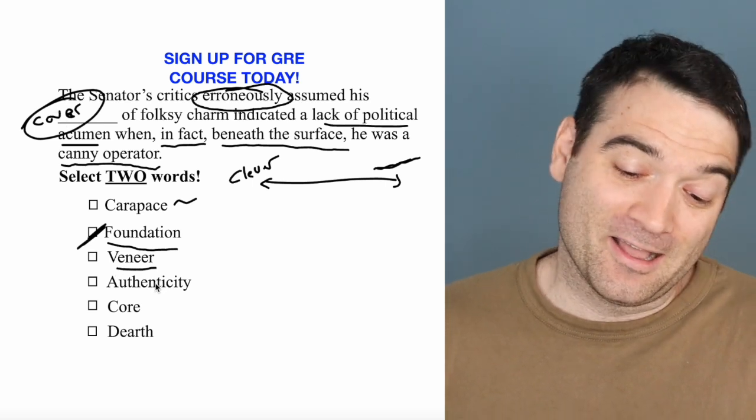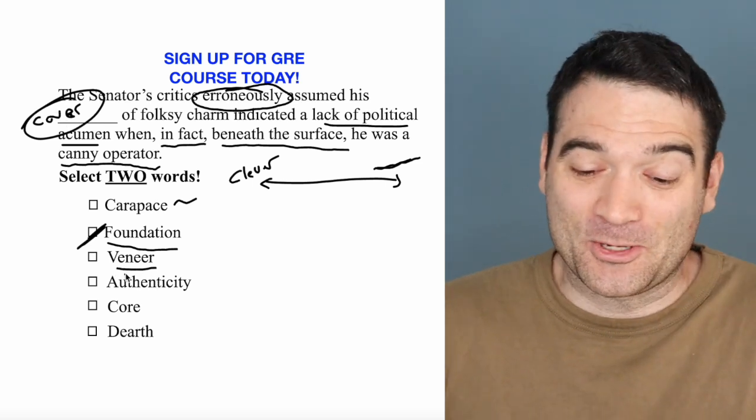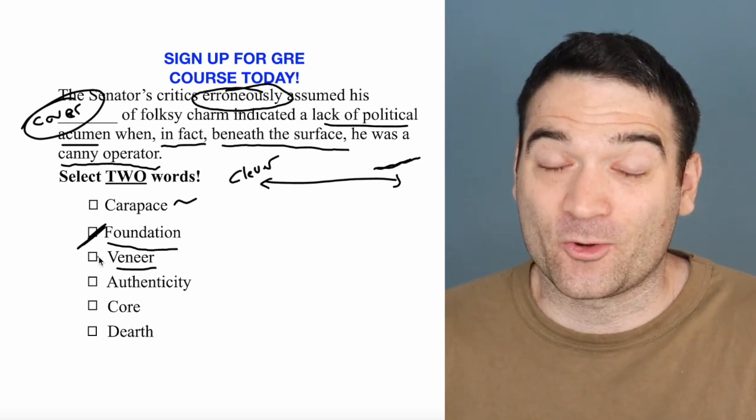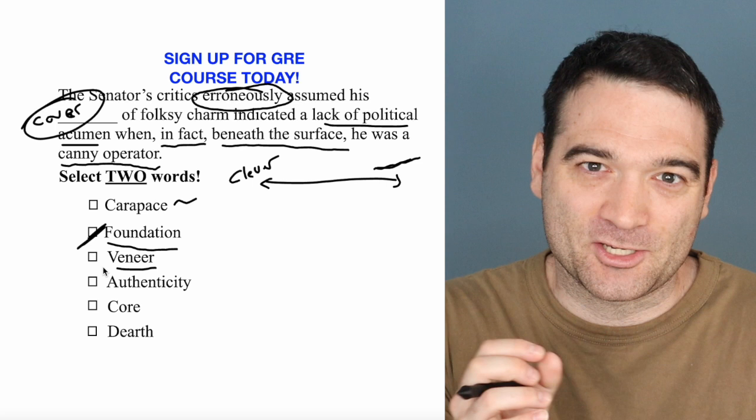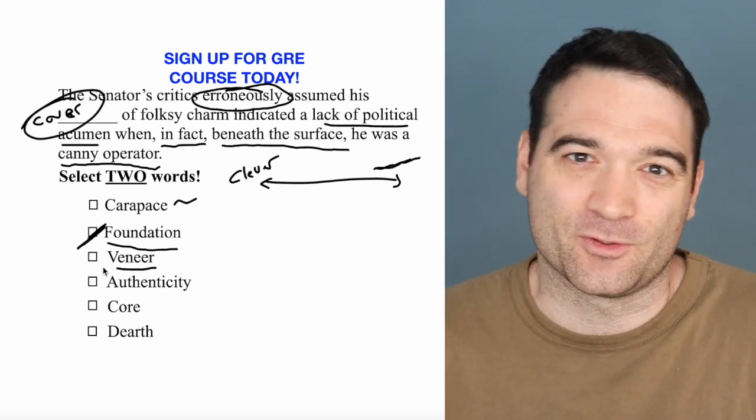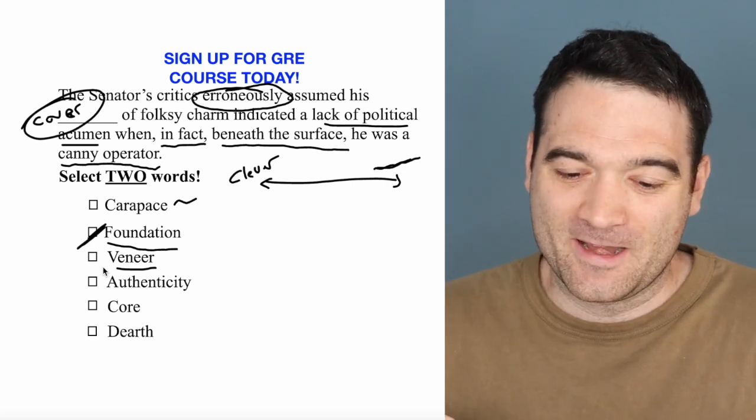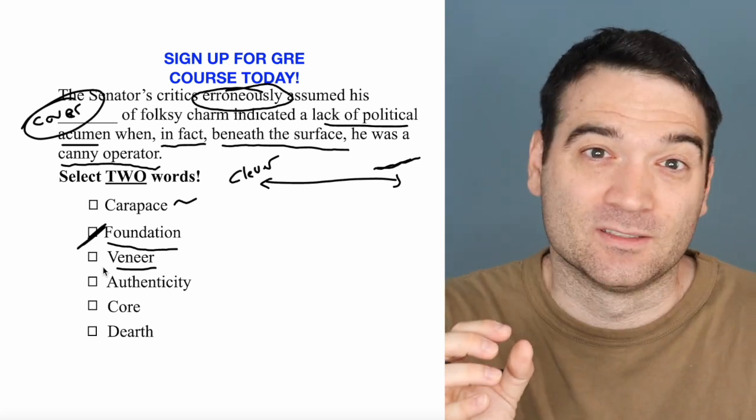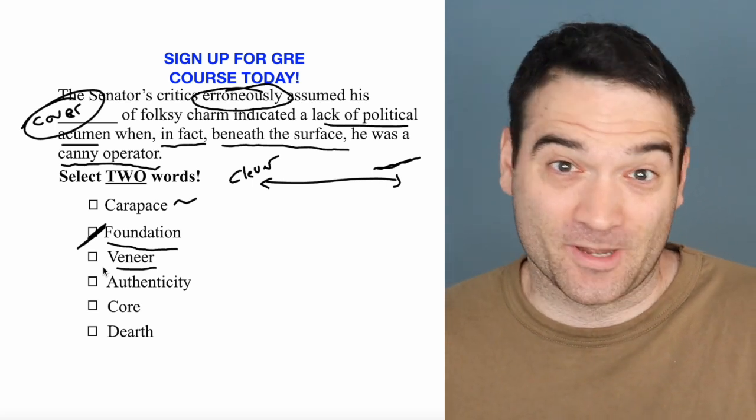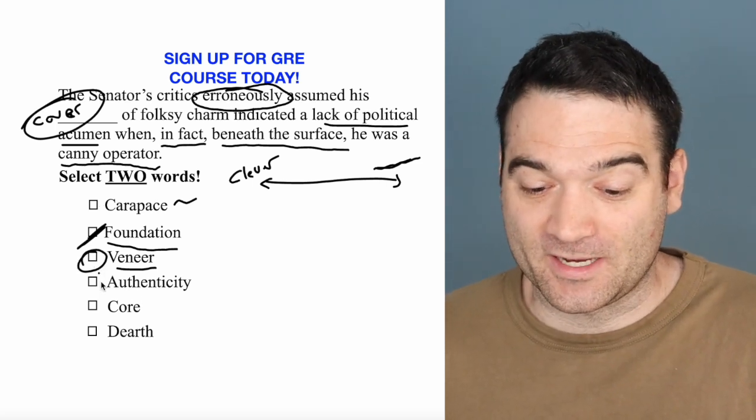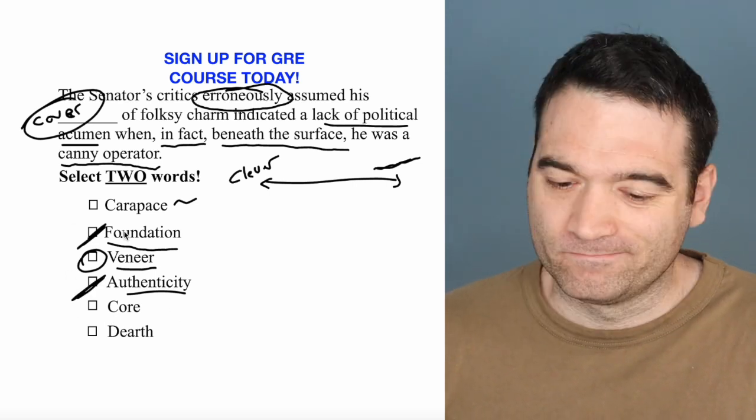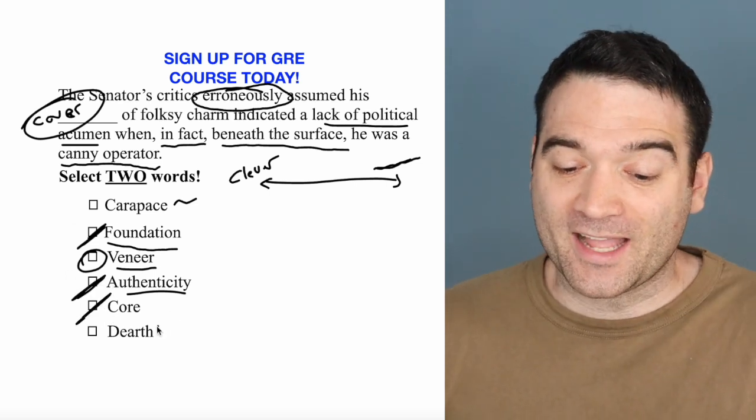Okay, veneer. If you've had extensive dental work, you might know what this word means, and you might see why it's one of the correct ones. A veneer is something in dentistry that you put on a tooth to cover your old tooth, your decaying tooth, your smaller tooth, whatever, right? But a veneer is a cover. It's a surface. It's a way to hide what's underneath. And so that is one of our correct answers. Authenticity, well, that doesn't mean cover. Core means something very close to foundation, so that doesn't work.